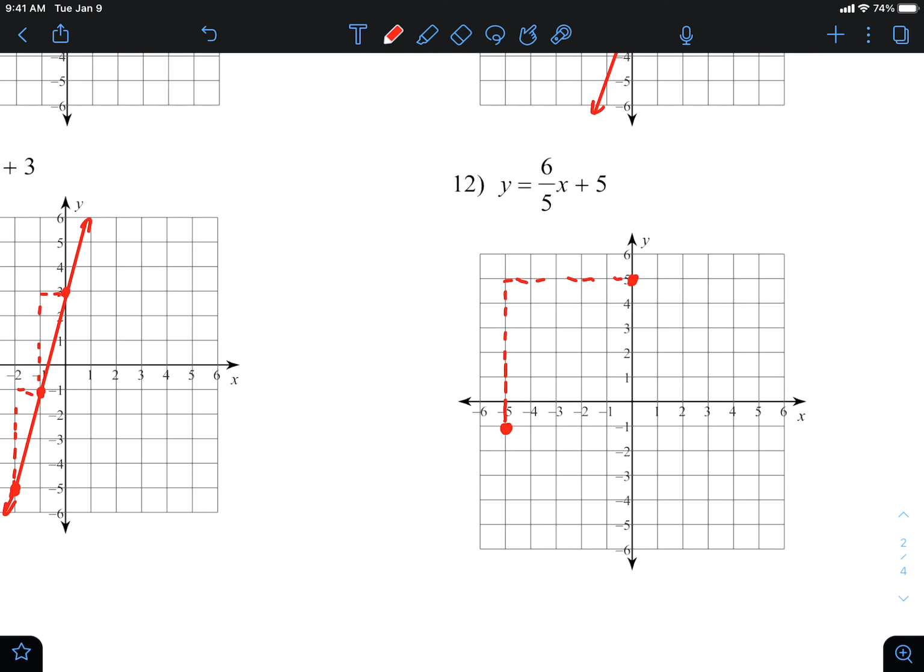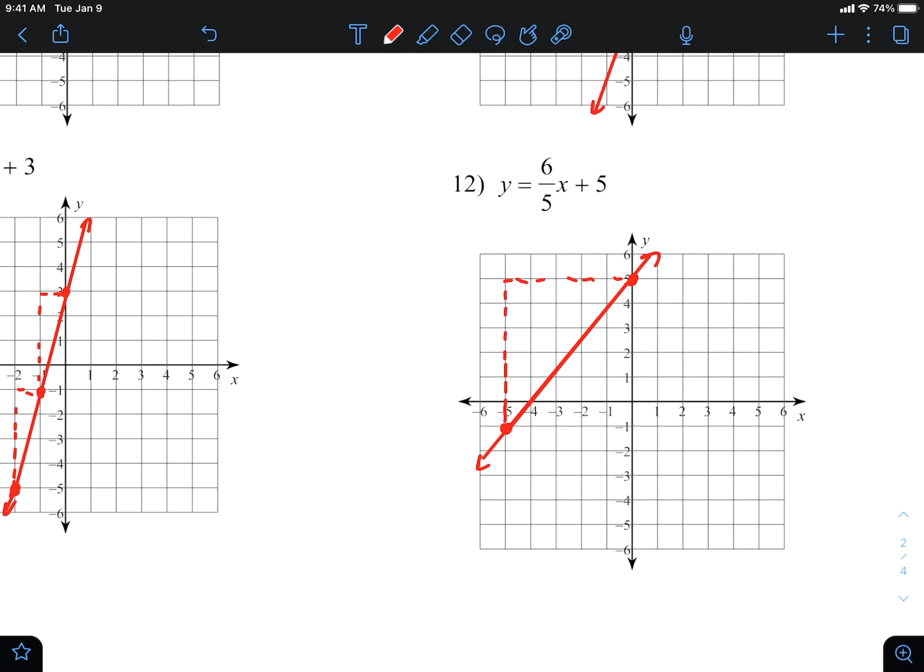And we can only really fit these 2 points in here, but that's okay. You can still make a line out of 2 points. Just becomes more accurate the more points you do. So there you go. That would be y is equal to 6 over 5x plus 5.